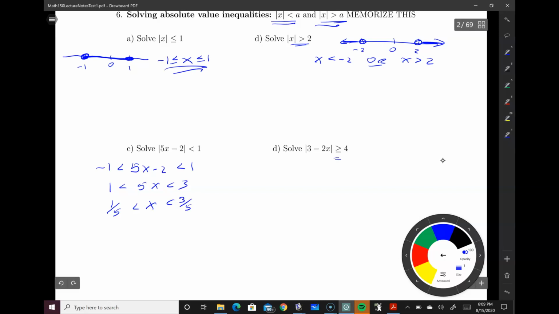So this has a greater than. So I'm going to have 3 minus 2x is bigger than or equal to 4, or 3 minus 2x is smaller than or equal to -4. So again, I'm going to solve for x. I'm going to subtract 3 from both sides. And then I'm going to divide through by -2, so you know that changes the sign. Do the same thing here. Subtract 3. And then divide through by -2, so that changes the sign. And so this is my solution.